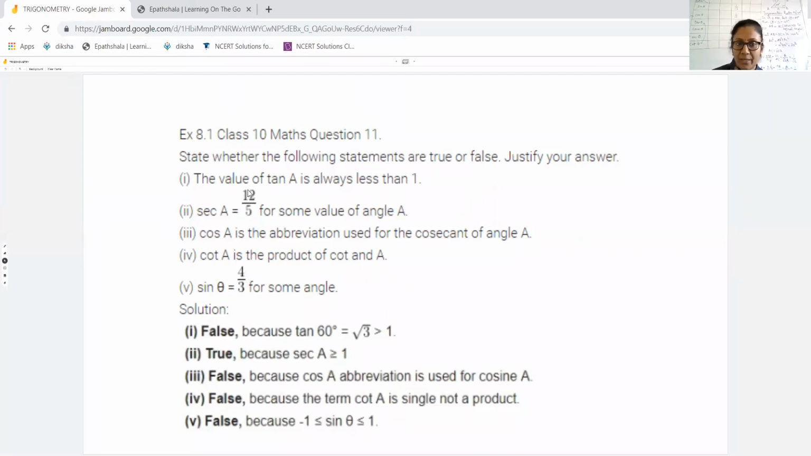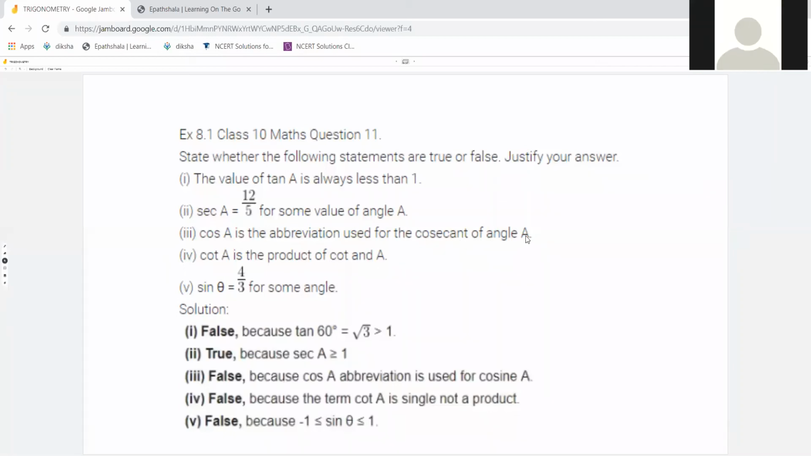Secant of A is 12 by 5 for some value of A. Maybe you have to find out whether cos can go beyond that. So this also I will skip and keep it for later. But the last 2, again specific angles are required. At least the third one. Cos of A is the abbreviation used for cosecant of angle A.